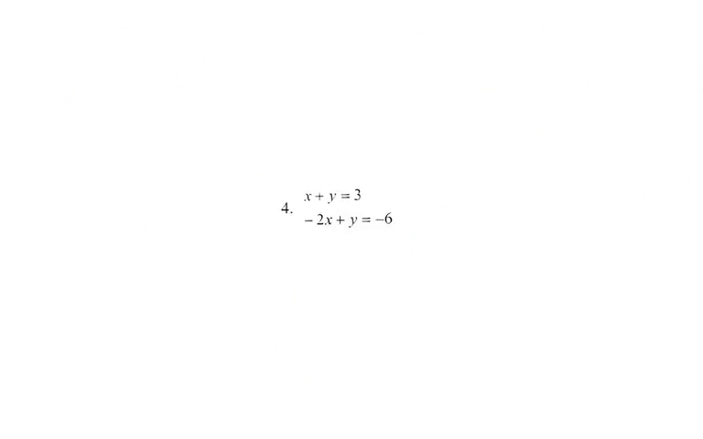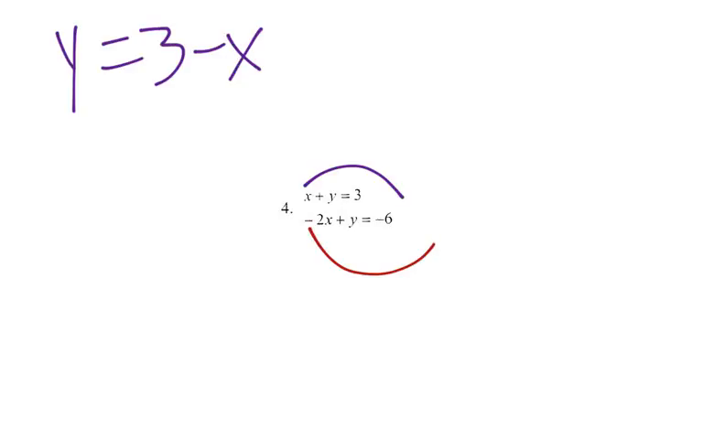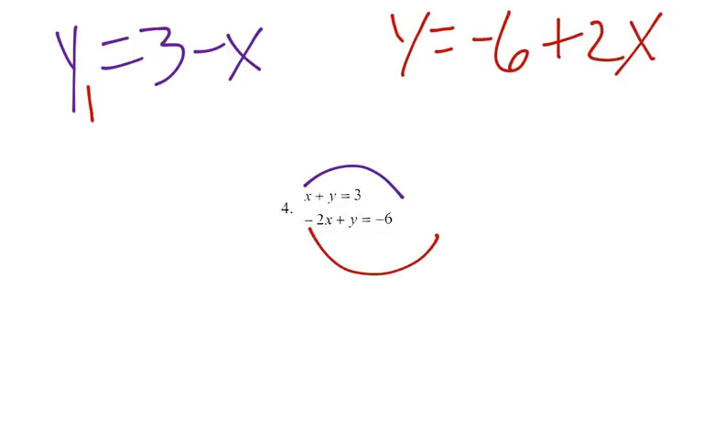4 and 5 want you to use the table on your calculator. You still have to start by getting y by itself. So move that x, and you have y is equal to 3 minus x. Move the 2x, and you have y is equal to negative 6 plus 2x. You're going to put this one in at y1 in your graphing calculator. You can put the other one in at y2.